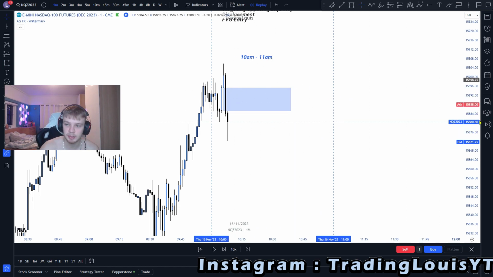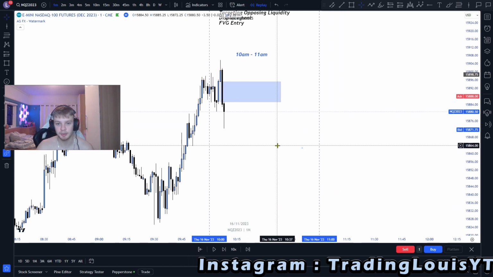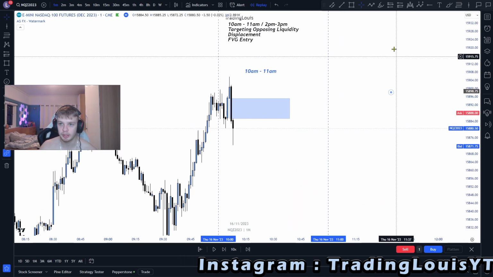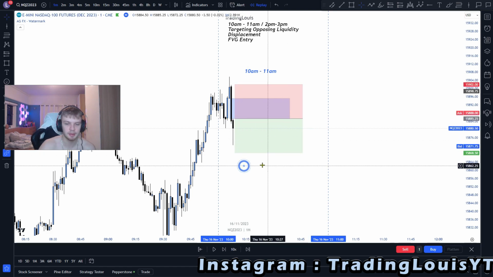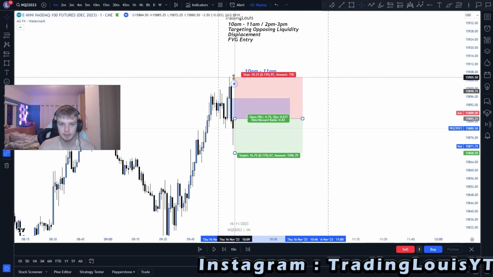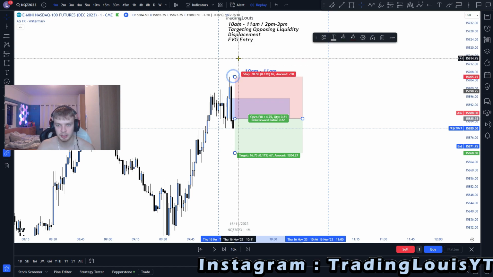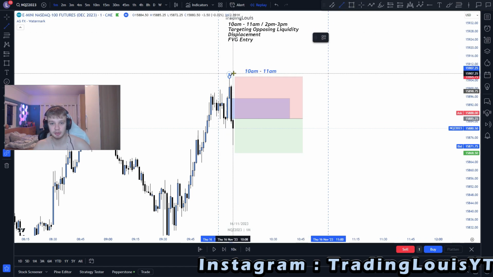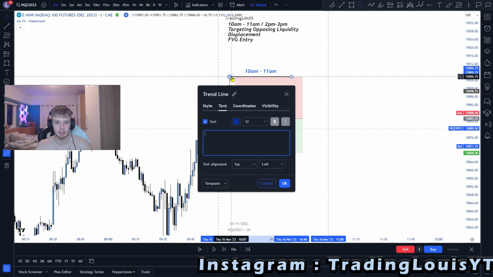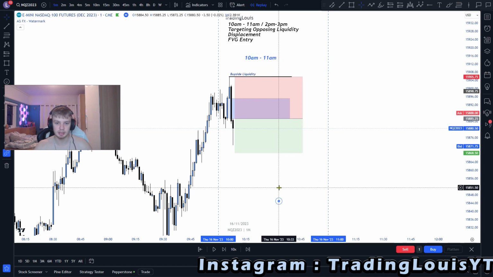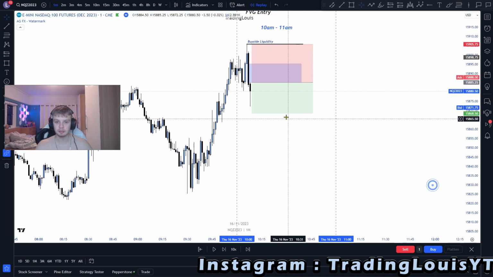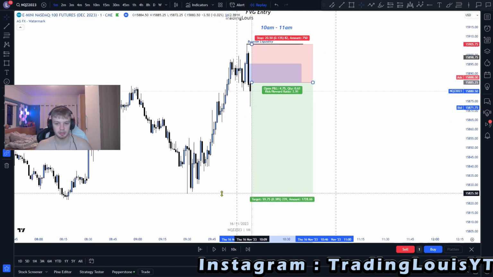So this would be the silver bullet trade. Now where would we enter? We would enter once we have a retracement into this silver bullet trade. Our stop loss would be buy side liquidity. So this would be our stop loss right here, buy side liquidity, and then our take profit would be sell side liquidity.